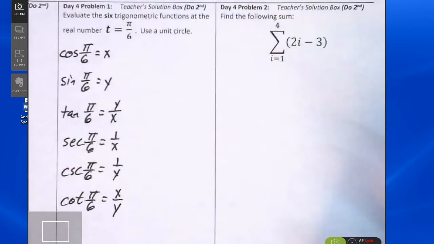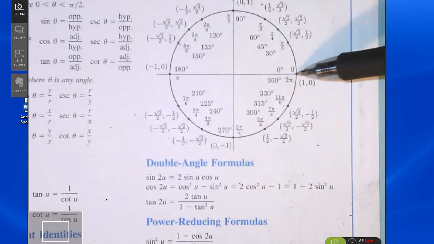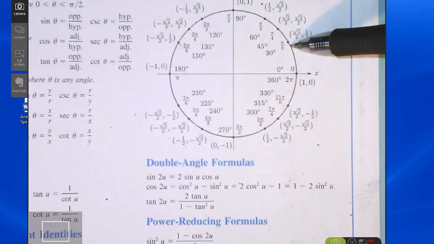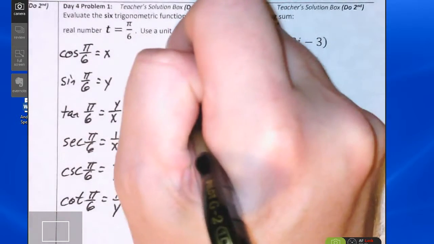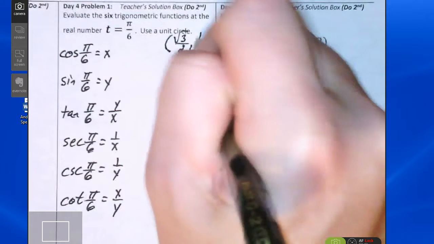We need to look up pi over 6 on the unit circle. Here's 0. Pi over 6 is a positive angle. Positive angles move counterclockwise around the unit circle. And this very first dot shown is pi over 6. Here's the ordered pair corresponding to that dot: square root of 3 over 2, comma, 1/2. So our point of interest is the square root of 3 over 2, comma, 1/2.